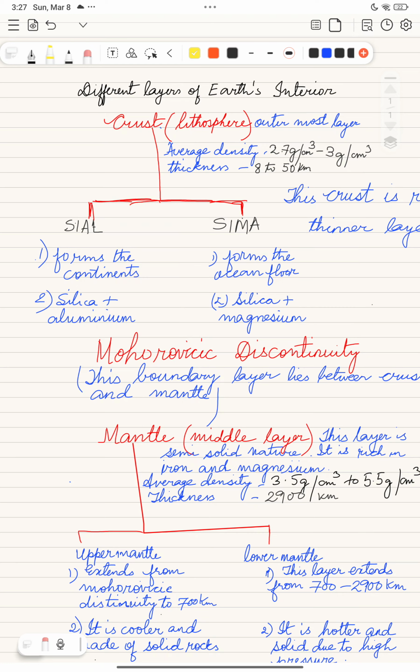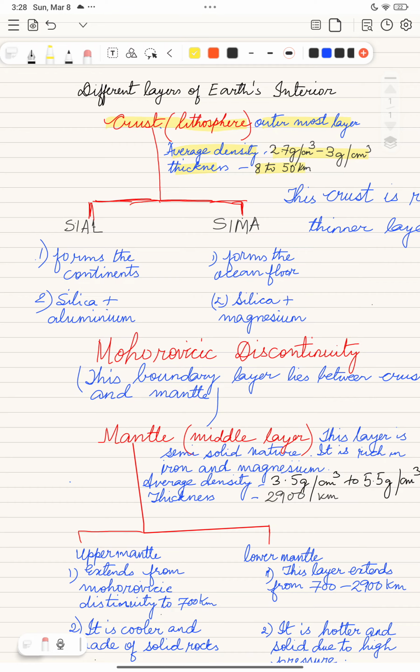Now in this video, I, Sujata Miss, is going to discuss different layers of Earth's interior. The outermost layer is known as crust or lithosphere. Average density of this layer is 2.7 gram per centimeter cube to 3 gram per centimeter cube. Thickness 8 to 50 kilometer.